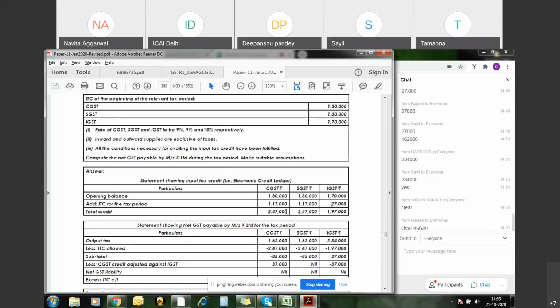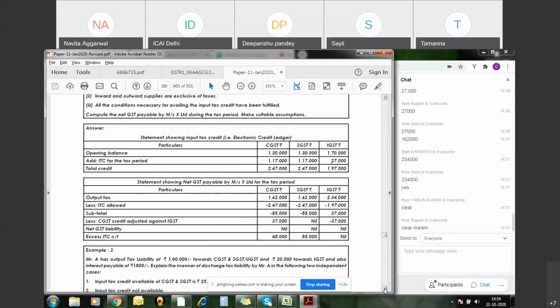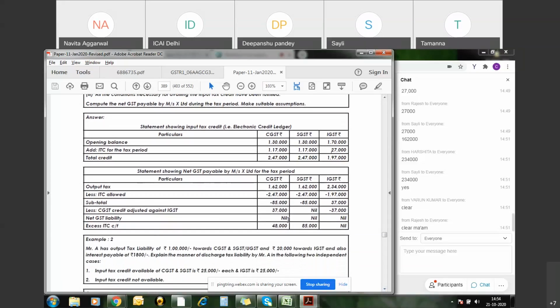So we settle the account of the central government. 85,000 was the available ITC under CGST. The liability payable was 37,000 under IGST. 85,000 minus 37,000. So what is the final ITC available to be consumed in the coming months? The excess CGST ITC is 48,000, and the excess SGST ITC is 85,000.